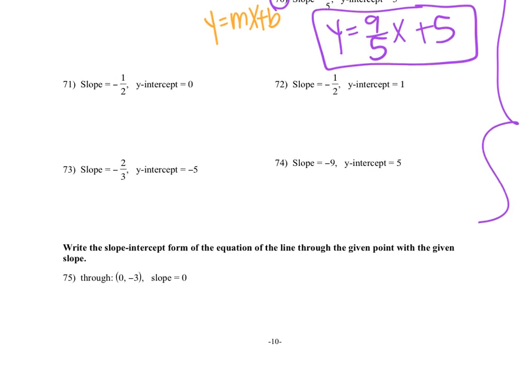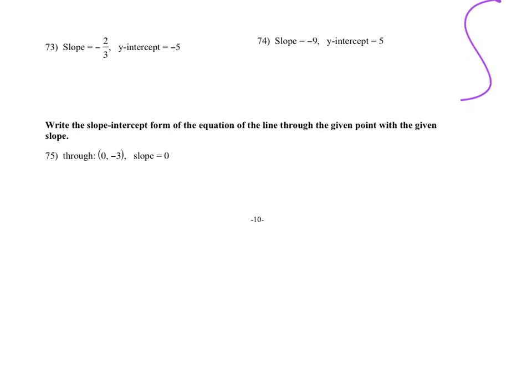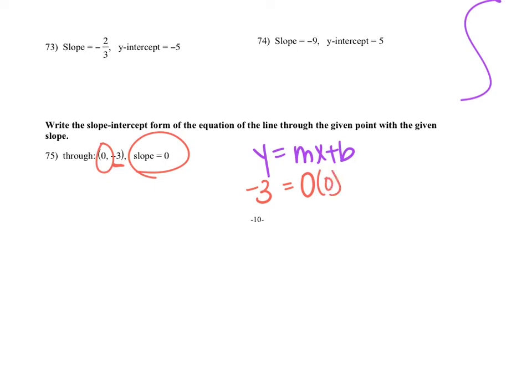So the next section gets a little bit tricky. It says write the slope-intercept form of the equation of the line through the given point with the given slope. So all you have to do, again, is write down your formula, y equals mx plus b, and plug in what we know. We know that my slope is 0, so 0 goes here. We know that my y is negative 3. We know that my x is 0. And then we don't know what b is. So we're going to solve for b. So 0 times 0 is 0. And so b equals negative 3.